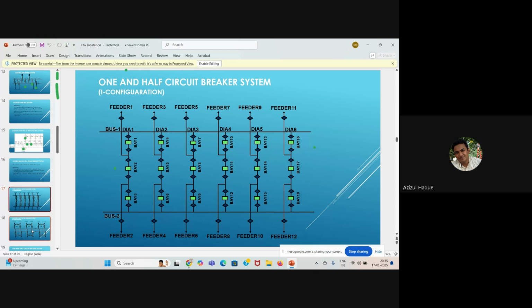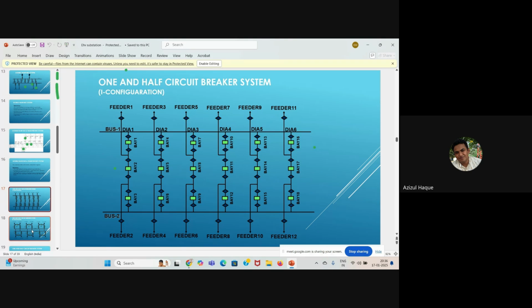That means per feeder, we are having 1.5 breakers. For two feeders, there are 3 breakers. So per feeder, there are 1.5 breakers. From that, the name 1.5 breaker system arises. So here, how has the scheme been improved? This entire system is called one dia: feeder 1, feeder 2, and their tie bay. This entire system is called a dia. This is one dia, dia 1, dia 2, dia 3, dia 4, like that.